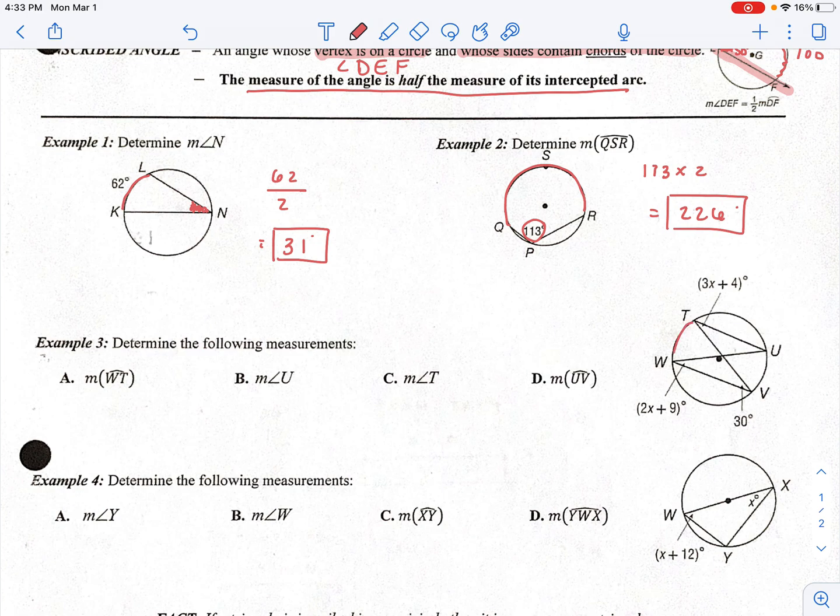All right, this one's got a lot of things going on here. So the first thing they want us to know is what WT is. So WT is an arc, which means it's going to be double the inscribed angle. The inscribed angle that is associated with that is this 30 right here. So I'm going to do 30 times 2, which is 60.